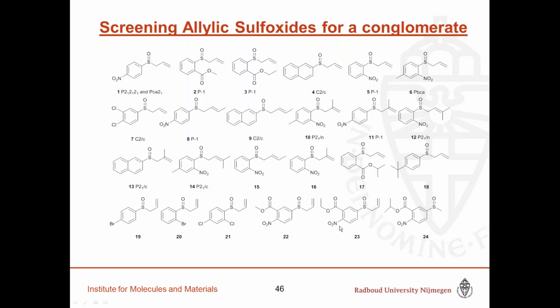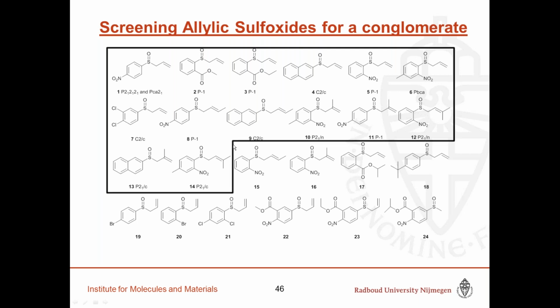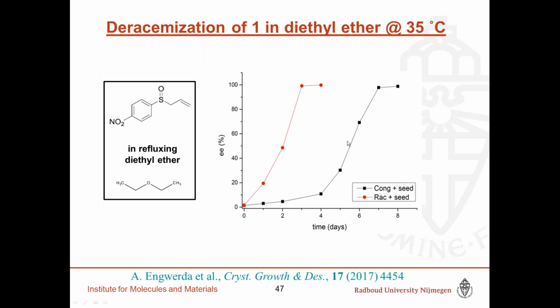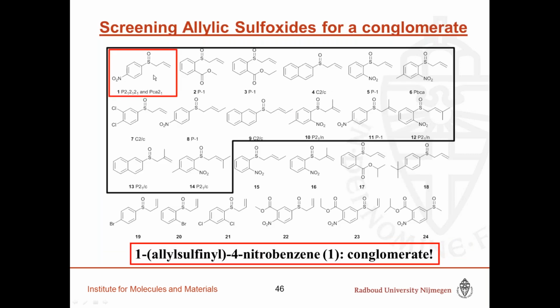Now, what he did, he screened a lot of allylic sulfoxides to find a conglomerate, in total 24. He could only transform 14 of these to crystals. The other ones either didn't crystallize or it took too long. And of these 14, there was only one which was a conglomerate, and that's this one. So that's 1 out of 14, a little bit close to the 10% which I mentioned earlier.